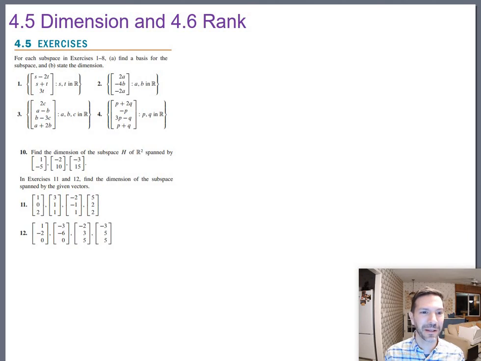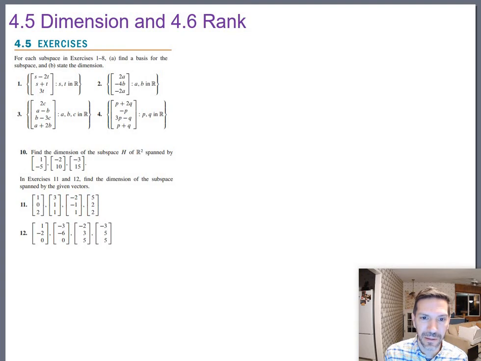So particularly in 1 through 8, they say find a basis for this subspace and also state the dimension. So in number 2, they say, hey, just any R3 vector that has this particular format. And I'm going to take a little bit of time to rewrite that format. There's a choice of a and a choice of b. There's basically two free variables.